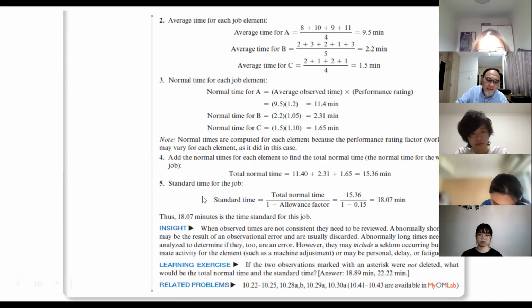Okay. And finally, then only you calculate your standard time, which is total normal time divided by 1 minus allowance factor. It says somewhere that the allowance is 15%, so it's 0.15 here. And finally, you will get 18 minutes. So for this job, the standard time given is 18 minutes to complete the job.